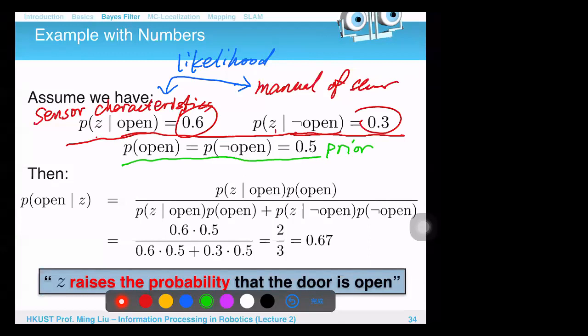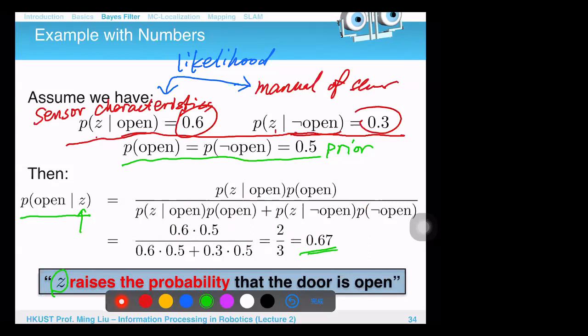Then we can plug in the values, and we can see that P(open | Z), if you see the sensor reading is Z, will the door be open, with this equation you finally get this value. This is the result: 2 out of 3, 0.667. That means Z raises the probability.